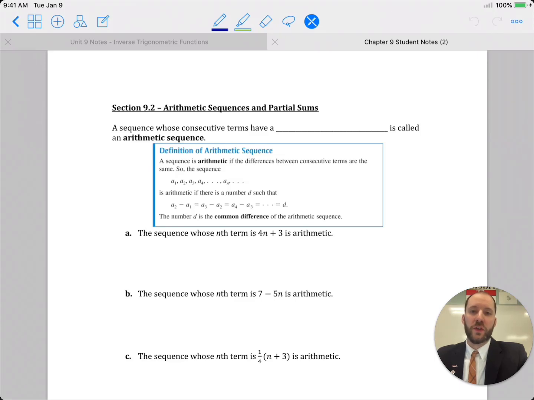Section 9.2, Arithmetic Sequences and Partial Sums. So, sequences and series are functions where you look at consecutive terms, one term to the next. So you look at all those terms as a whole. What gets you from one term to the next?